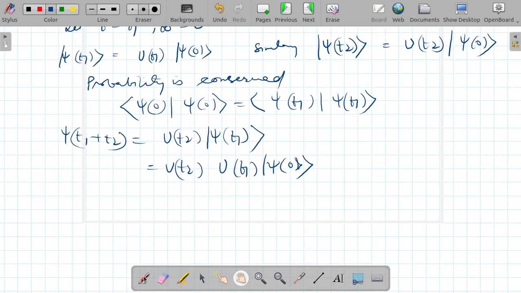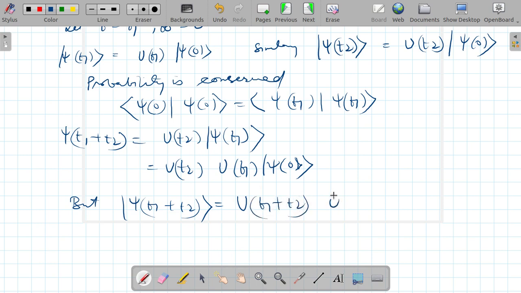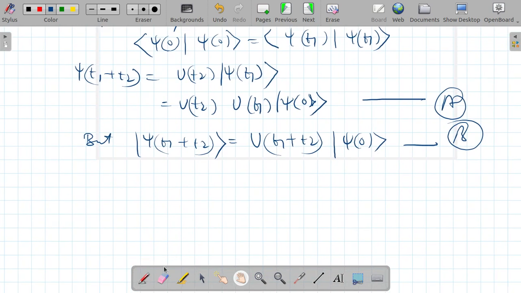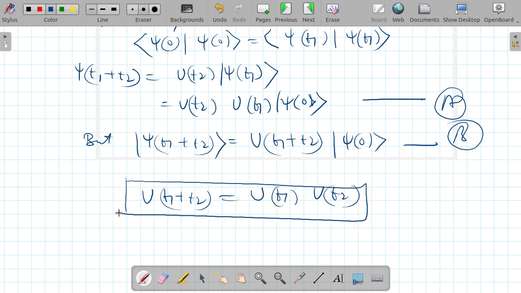So if I do this, but this psi(t1 + t2) can also be written as U(t1 + t2) psi(0). So if I compare these two equations A and B, then one can write U(t1 + t2) is equal to U(t1) into U(t2). So this is a very important result which we have to keep in mind.